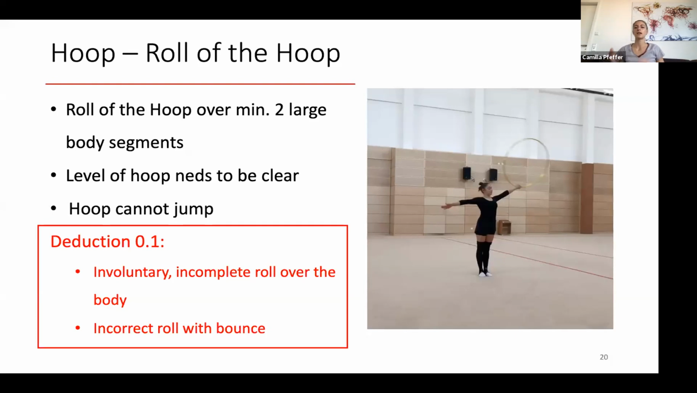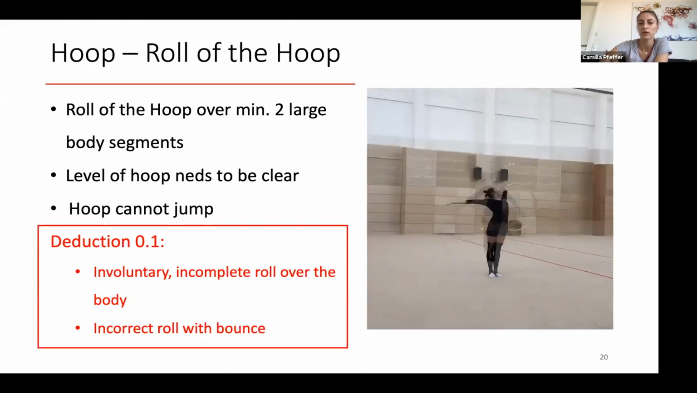And the level of the hoop also needs to be clear, because often when the hoop rolls, it starts to have weird levels. So it really needs to be either vertical or horizontal. So make sure that there's a clear level of the hoop. And it's also the same deductions here with the hoop as for the ball: if the roll is incomplete, there's a deduction of 0.1, or if the hoop is bouncing, it's 0.1.